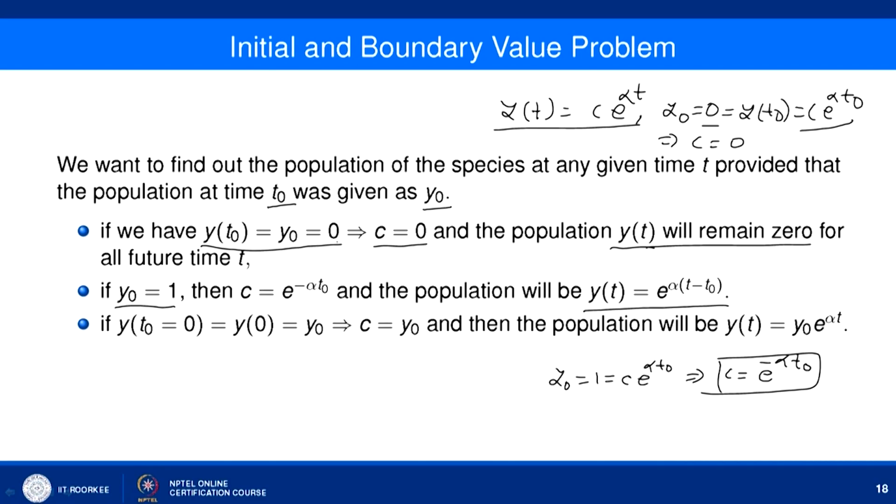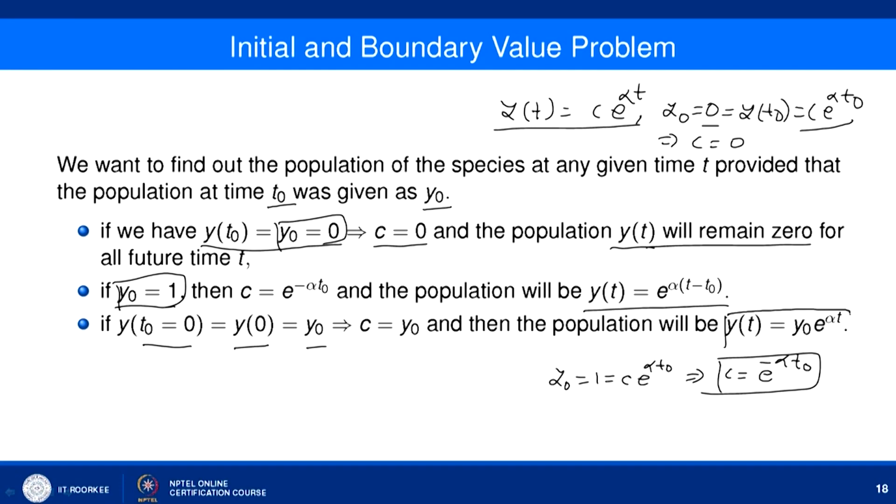t naught). So, here if you look at it, if your initial condition is changed from 0 to 1, then your solution is also changed. Here the solution is y t equal to e to power alpha (t minus t naught). Now, if the initial point t naught is given as 0 and y 0 is given as y naught, some value, then this c is coming out to be y naught, and we can say that the population is given as y t equal to y naught e to power alpha t. So, if the initial population is given when the initial time is 0, then the solution is y t equal to y naught e to power alpha t.